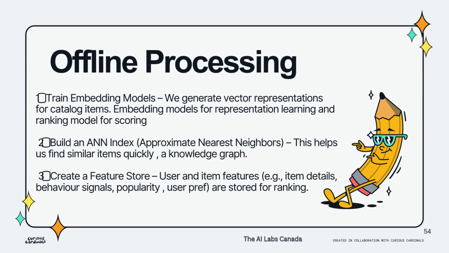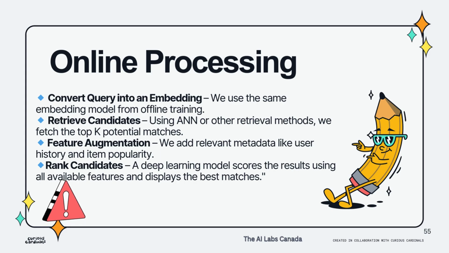So apart from these rankings, there is also a feature store that we use, which is storing the user features and the item features for ranking. On the online side, whenever the user types a query, what happens in the background is that it's converted into embeddings, but we also add some pre-processing steps before we do the embedding. So this includes removing the stop words, stemming, and other NLP tasks that we can perform.